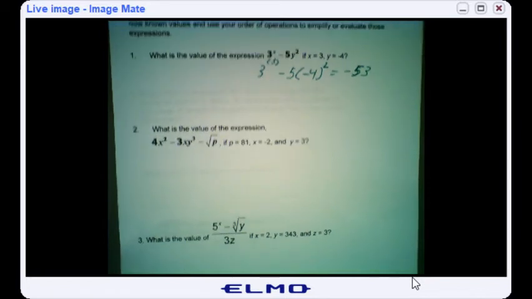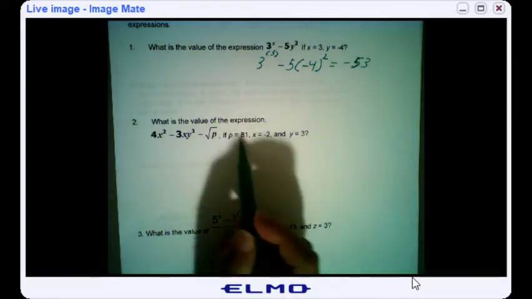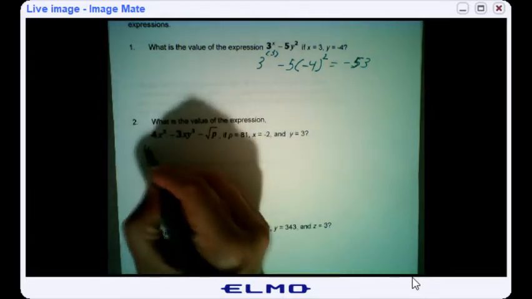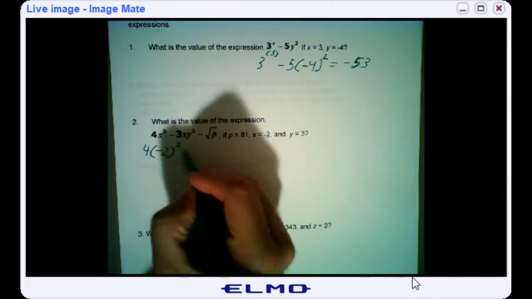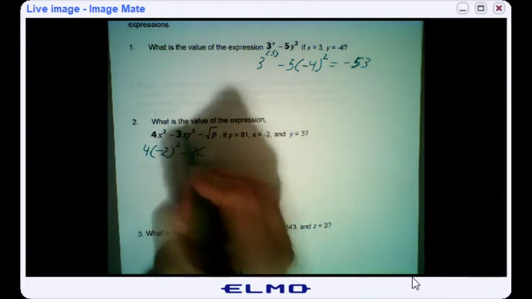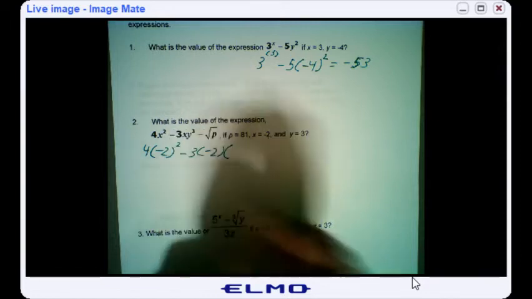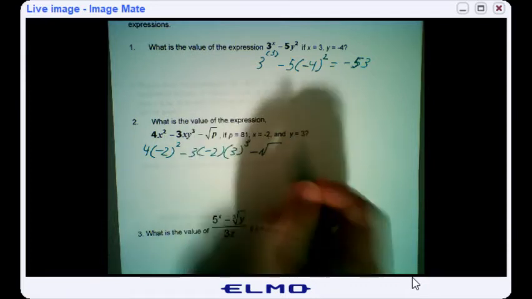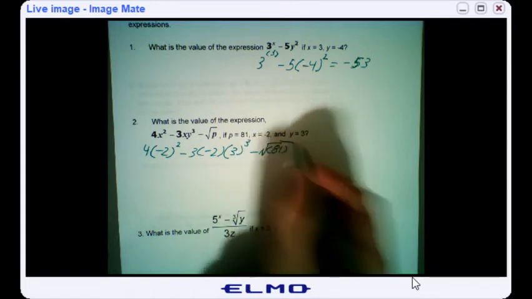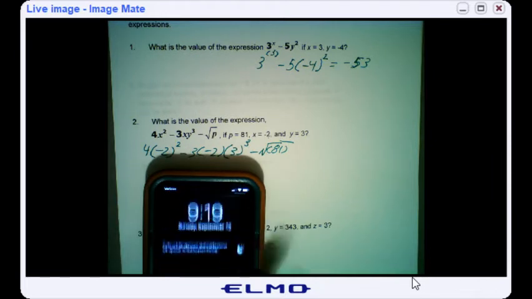For number 2, it says, what is the value of the expression? It gives us this lovely expression here, and it tells us each of our variables. So we have 4 parentheses instead of x. I know x is negative 2, and I'm going to square it. Minus 3 parentheses instead of x, I'm going to write negative 2 because I know they're the same thing. I have a new set of parentheses because y is a different variable. Put 3 there, and then I'm going to keep that minus the square root. Instead of p, I'm going to put 81, because that's the only thing in the square root. You don't necessarily need the parentheses, but it's good practice to just always do it.